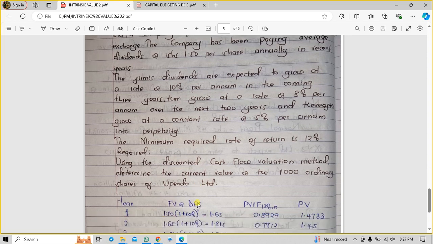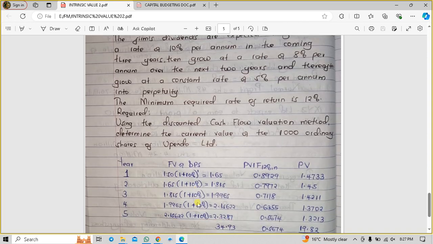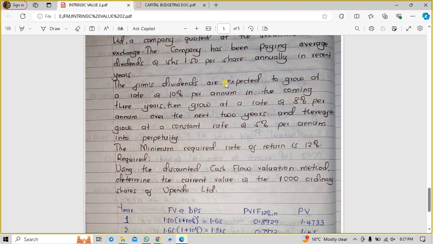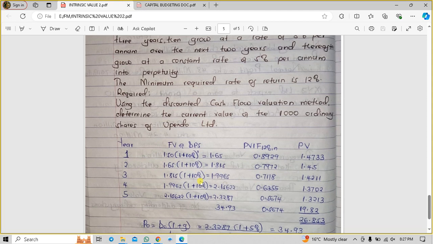So there is no other method, it is still the same method. For the first 3 years you are supposed to use 10%. The firm's dividends are expected to grow at the rate of 10%, then grow at the rate of 8%. There is a mistake here, kindly correct it. Here it's 8%, but I'm sure you'll get the same answer. So 8% and 8% here. Kindly ensure that you correct these.